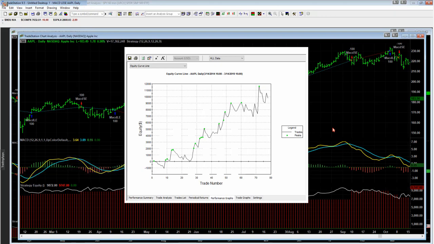So a drawdown is measured from one of these little green dots here, which is an equity peak, to the lowest point that it reaches after that. So this is a pretty good drawdown here from about 2,000 to break even. That's about a $2,000 drawdown. And here we have another $2,000 drawdown from about 9,000 down to 7,000 here. Here's another one. This one's a little bigger, right? This is from 11.5 down to 9. So that's probably the biggest drawdown right there.